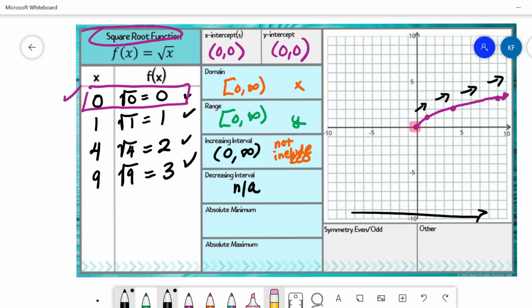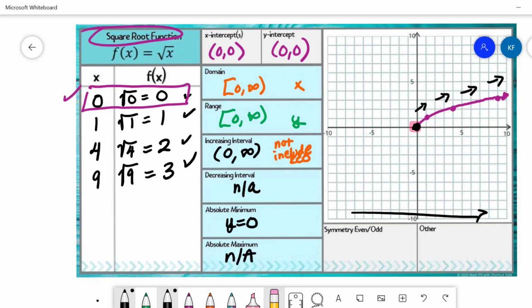Let's look at absolute minimum. So the minimum is the point 0, 0, or is found at 0, 0. But remember, a minimum value is the y value. So the smallest y value is 0. There is no maximum because of the arrow.